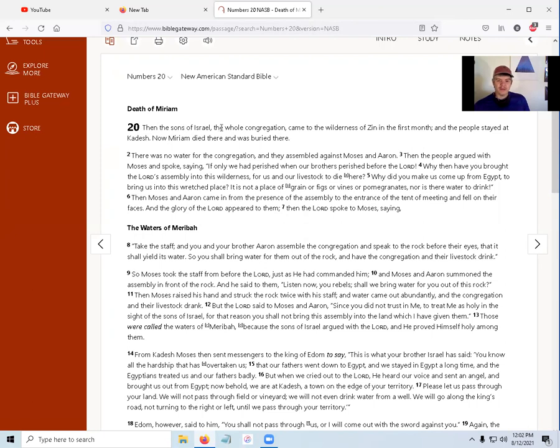Then the sons of Israel, the whole congregation. So it was the sons of Israel, the whole congregation. The sons of Israel, the whole congregation, came to the wilderness of Zin in the first month. So whole congregation is the sons of Israel. Okay. The sons of Israel, all of them, probably what it means, came to the wilderness of Zin in the first month. The wilderness. Dude, look, wilderness. Into this wilderness, the sons of Israel came.